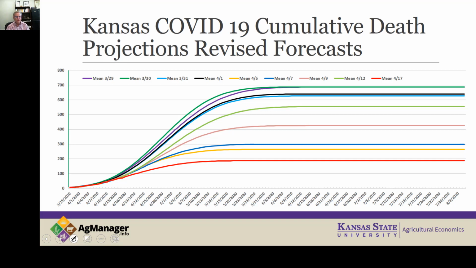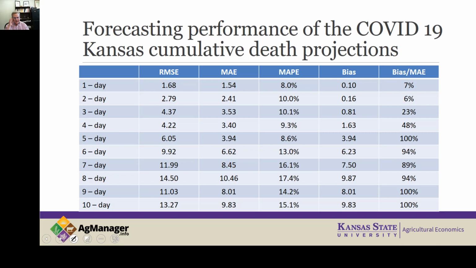Again, we'll go through these fairly quickly, but focusing on the red and purple line, you'll see quite a bit of downward revision in the cumulative amounts of death. You can also take a look at this in terms of the percentage models. Again, you look at the bias, which begins to increase after the third and fourth day.